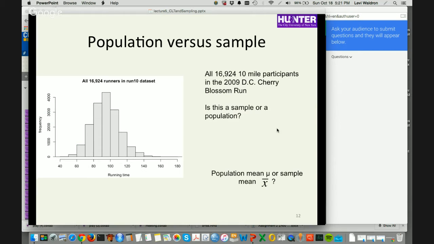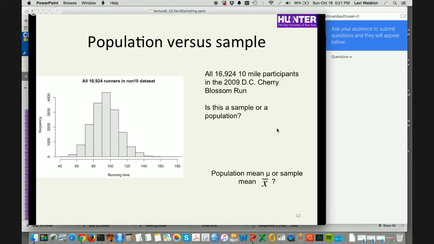So here's the example in the textbook on population versus sample. This is the Run 10 data set: 16,924 participants in a 10-mile run, and we have all of their running times. So is this a sample or population?